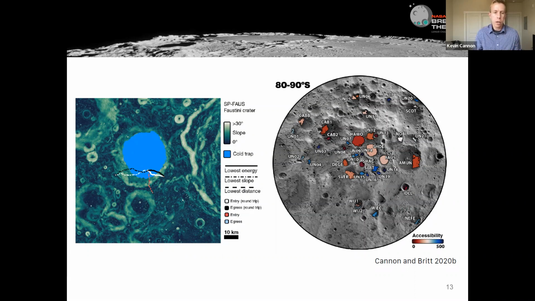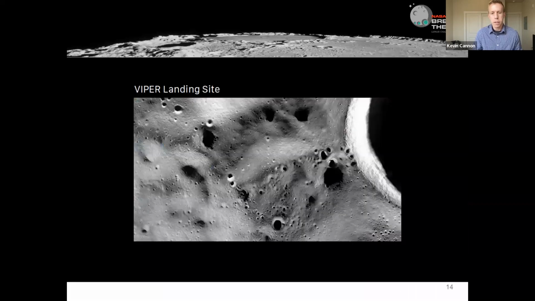So this is some work here showing the accessibility if you wanted to land in a well-lit area and then go down into one of these cold traps. Some of these distances are tens of kilometers and involve going down steep slopes. And unfortunately, the Viper rover just isn't capable of getting into some of these larger areas. It's a solar-powered rover, so it has to recharge in the sunlight. And so, next slide.